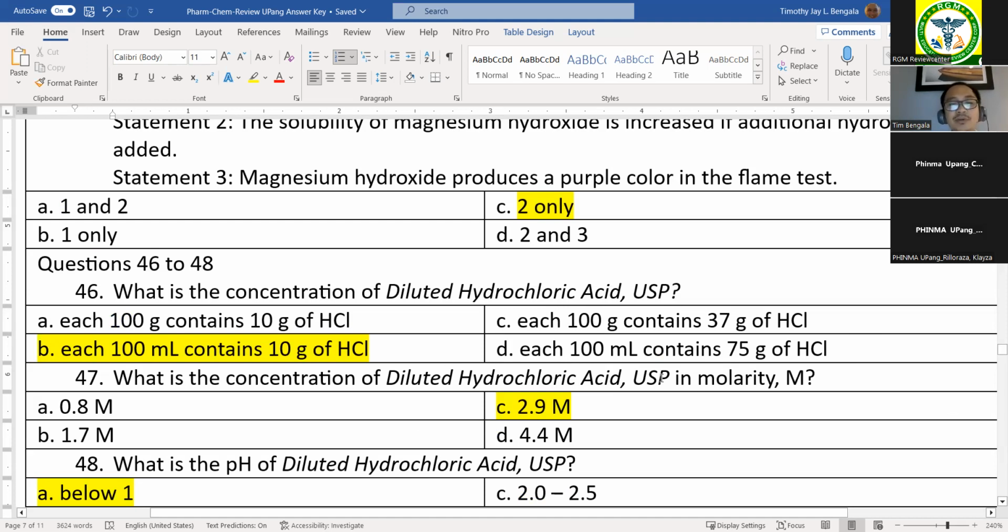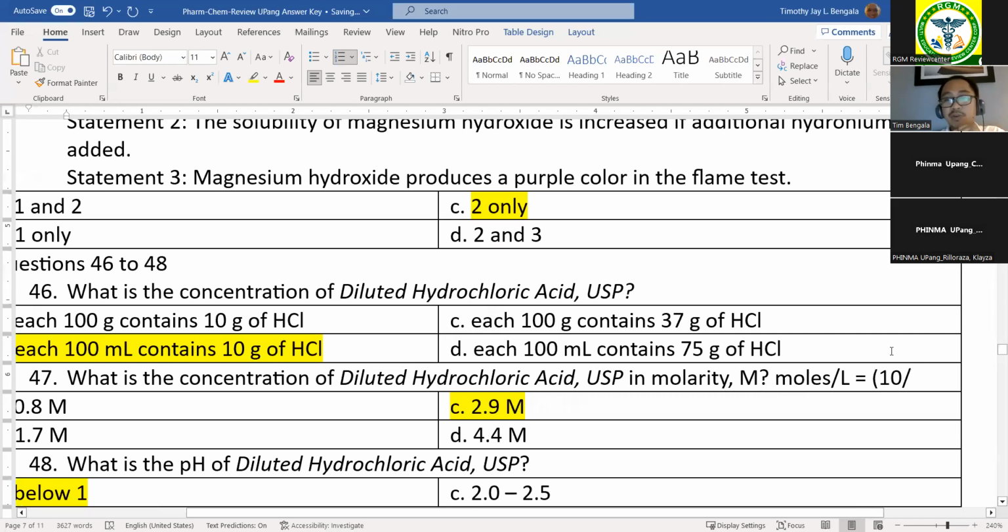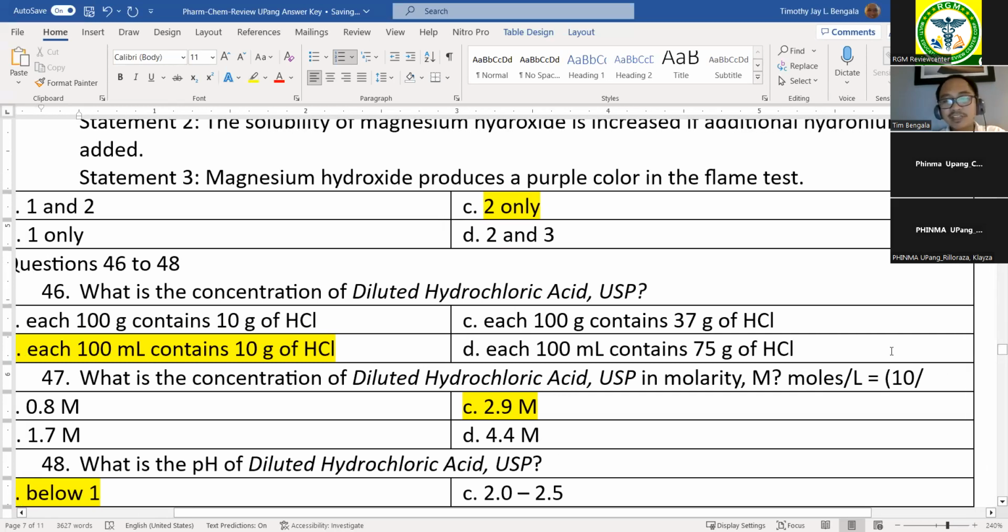Kung tama yung sagot mo dito, kailangan mo i-convert. So again, ang molarity ay moles per liter. So that means meron kang 10 grams. So 10 grams divided by the molecular weight. So ang molecular weight ng hydrochloric acid, ito yung kailangan mo. So if you compute for this, yung magiging sagot niya dito would be 35. So di ba tinasabi ko, tandaan ninyo, kung tama to, 35 dapat yung magiging sagot niya dito.